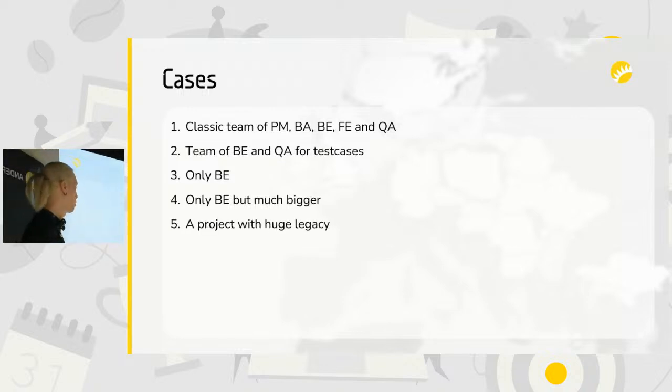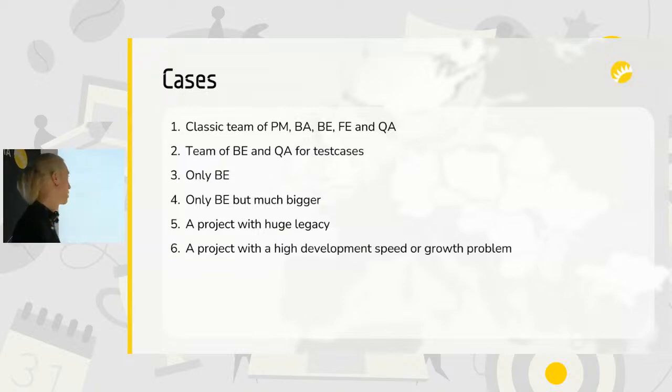And a project with huge legacy is also a case where we can consider why we need the technical design and how it acts there. Then a project with very high development speed and the growth problem. The growth problem is a really huge part of project management, when the project needs to be established at a really huge scale, or it was small and then rises to the top, and all processes simply break.